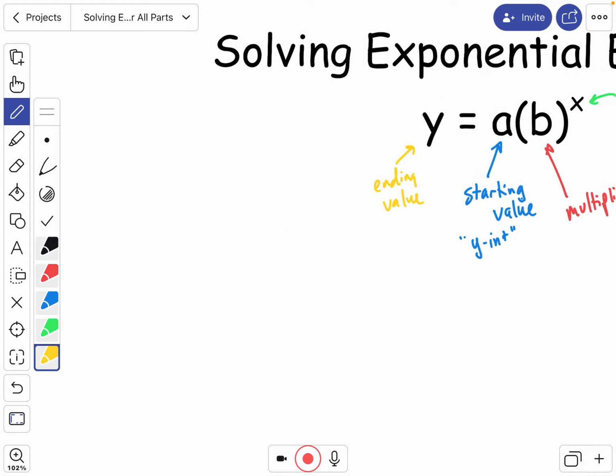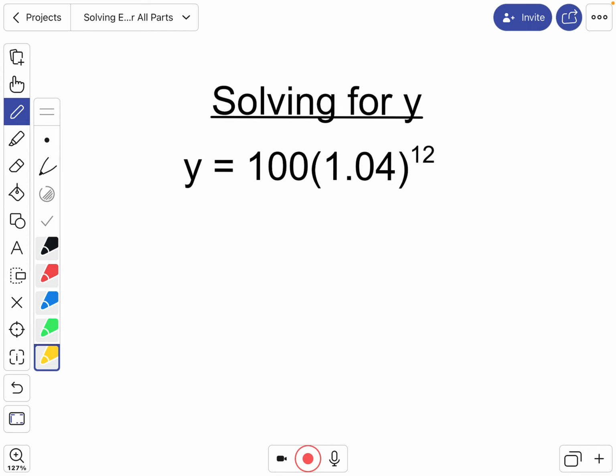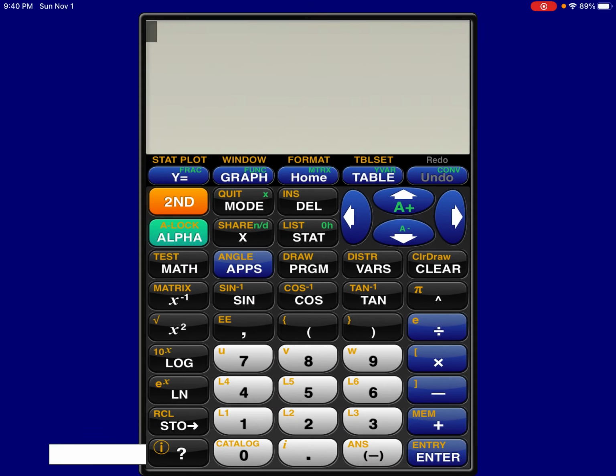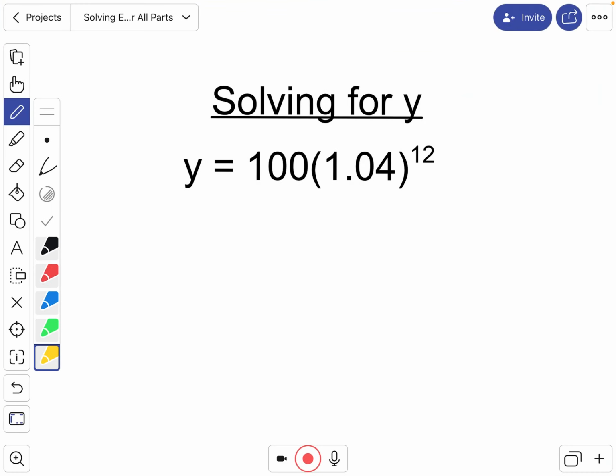So our first example is over here, and we're going to solve for y. This is, without a doubt, the easiest of the 4. And so all we do here is we just type this into our calculator. The y is the only thing that's missing. All the other stuff is known. So we'll just type in 100 times 1.04 to the 12th. So here we go. 100 times 1.04 to the 12th. And we get 160.10.